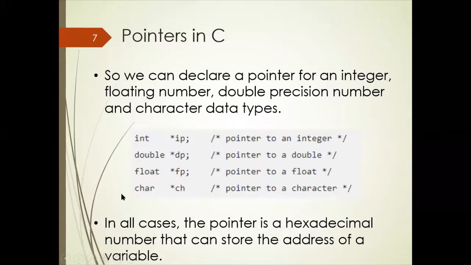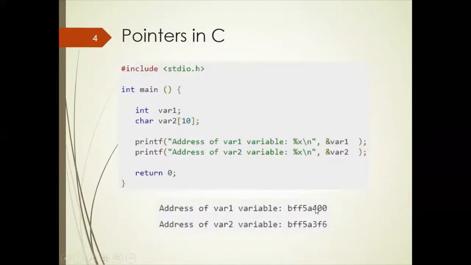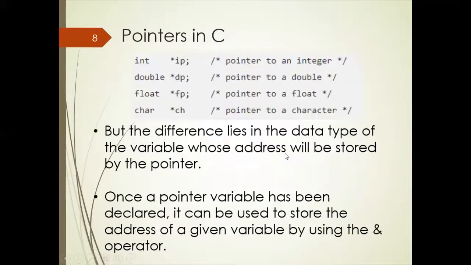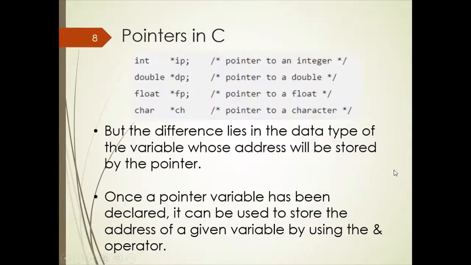I will explain more why we need these types. In any case, all the values that will be stored by IP, DP, FP, or CH will all be hexadecimal numbers of this type, similar to this one. Why do we need the type? It will become clear in a few minutes. In all cases, a pointer is a hexadecimal number that can store the address of a variable. In all these cases, it will store the address of a particular variable.